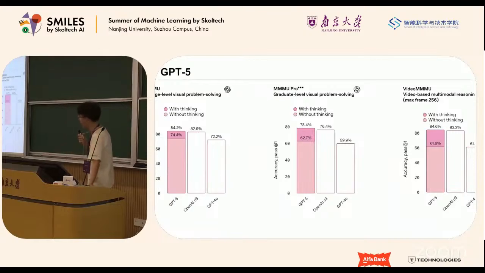GPT-5 also achieved higher performance on many multimodal benchmarks, such as MMMU, which is a college-level visual problem solving benchmark, and MMMU Pro, which is a harder, graduate-level visual problem solving benchmark, and the video understanding benchmark, Video MMMU, which is a video-based multimodal reasoning benchmark. We can see obvious improvements with the thinking mode compared to the without thinking mode.